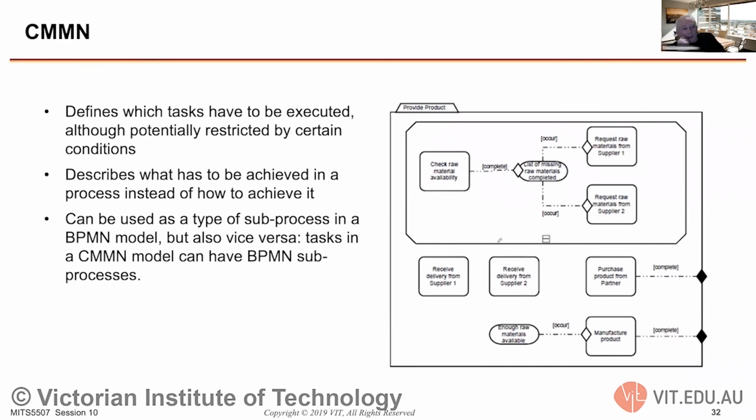So a CMMN, Case Management Modeling Notation. What it does, it defines which tasks have to be executed, although potentially might be restricted by certain conditions. It describes what has to be achieved in a process instead of how to achieve it. And we can use this as a type of sub-process, again, in our BPMN model. So instead of a BPMN ad hoc sub-process, we can use this. Or also vice versa, we can use the CMMN model, which can have a BPMN sub-process.